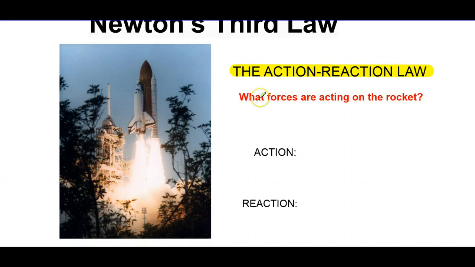So if we ask ourselves what forces are acting on this rocket, what propels this rocket forward, we're going to come up with two things. There's an action and there's a reaction. So the first thing we want to look at is, what's the action force that's happening? What's the thing that's going to initiate this motion? If it weren't there, it wouldn't happen in the first place. So that becomes our action force.